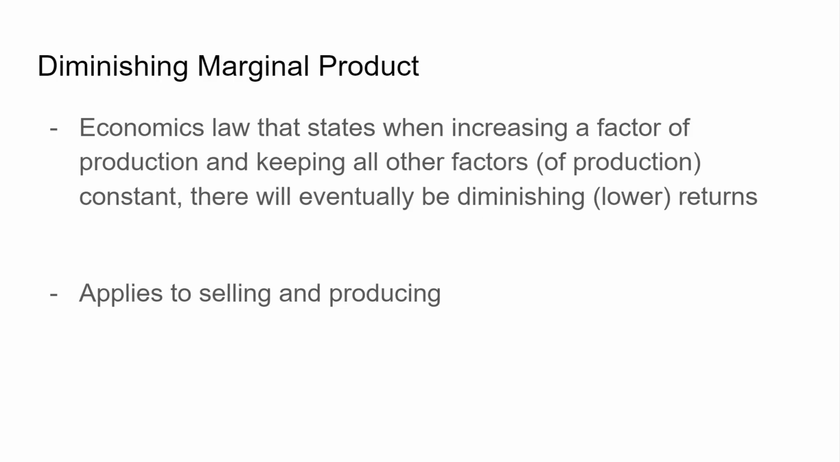So what is it? The law of diminishing marginal product states the increasing of a factor of production while keeping all the other factors constant will eventually cause lower and often negative yields. This happens because individual factor efficiency gets reduced. Let's explain this with an example.